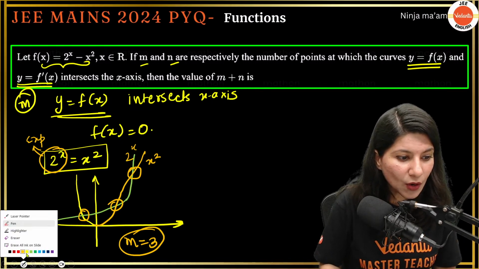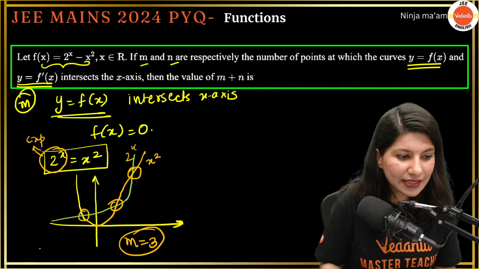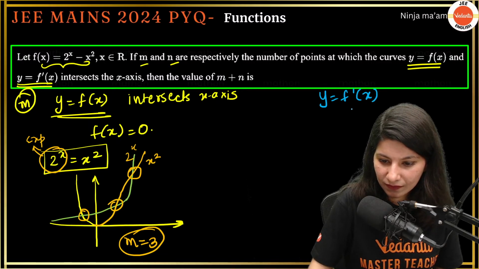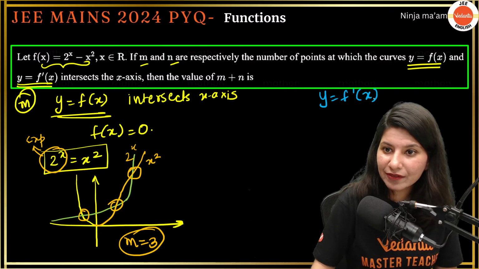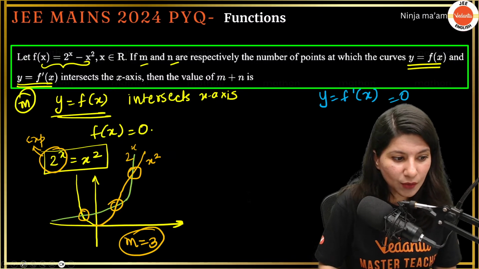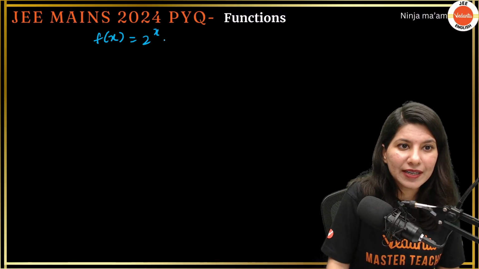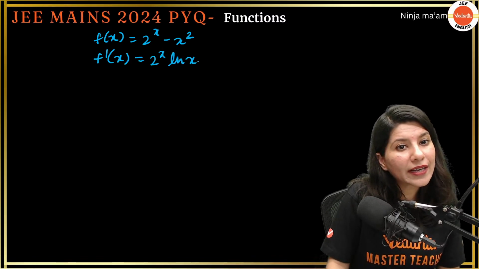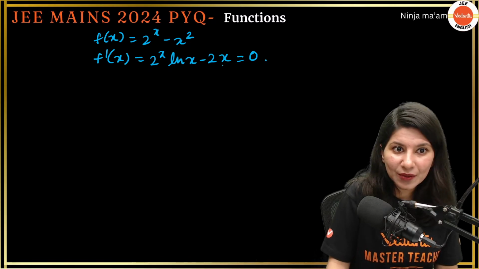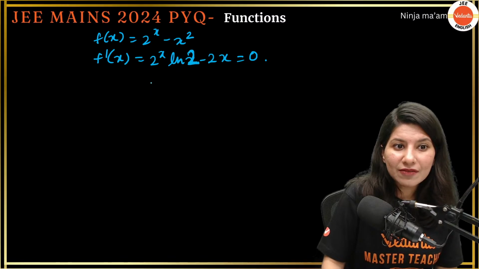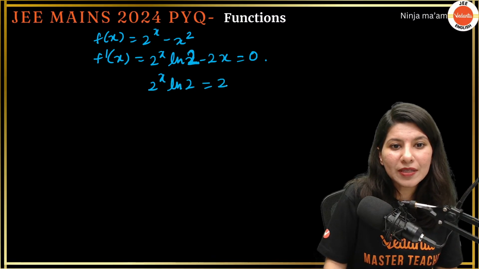And in a similar manner, what they are asking us is y equals f dash x. So we are looking for f dash x equals 0. Okay, hold on. Now f x is 2 raised to power x minus x square. f dash x will be 2 raised to power x log 2 minus 2x. It should be 0, right? Log 2, yes. So that means we want 2 raised to power x log 2 to be equal to 2x.